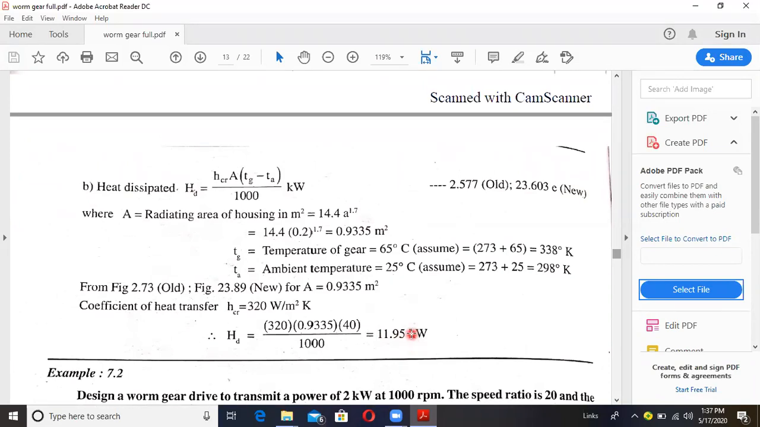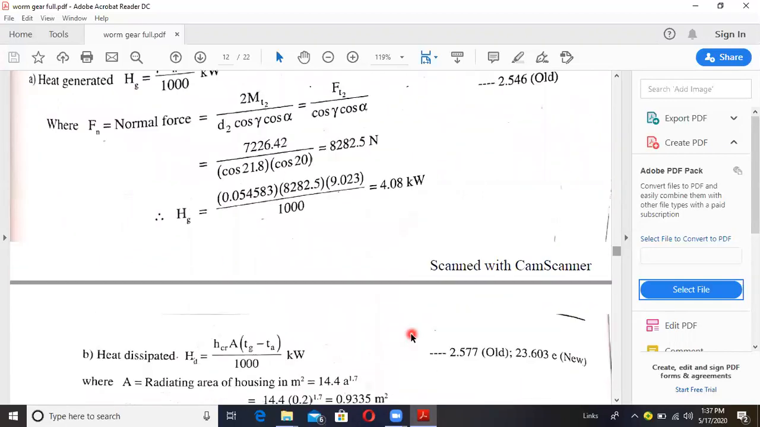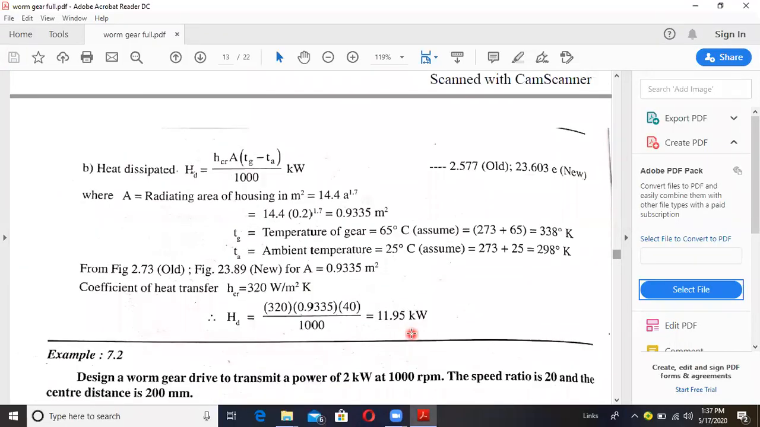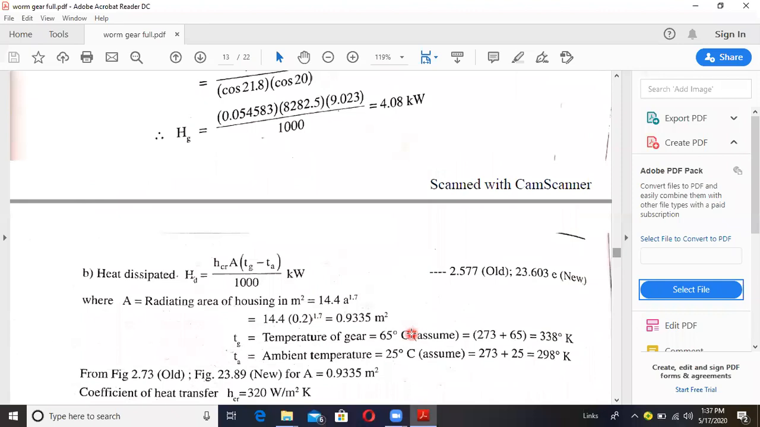All of you understood how to calculate Hg and Hd? Yes, sir. Now you tell, for this, whether artificial cooling is required or not.